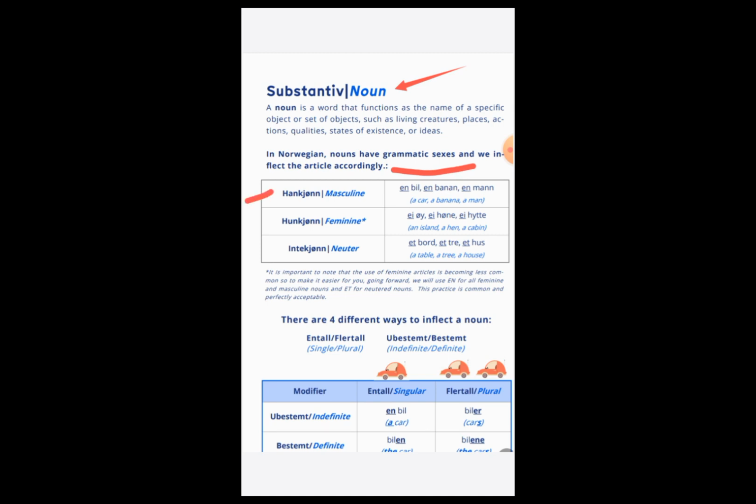First of all, it's hankjønn or masculine. It's the male gender. With the male gender, they use en. The second one is hunkjønn or feminine. With feminine, it's the female gender and they use ei. The third one is intetkjønn or neutral. With those nouns that don't have any gender, they use et.